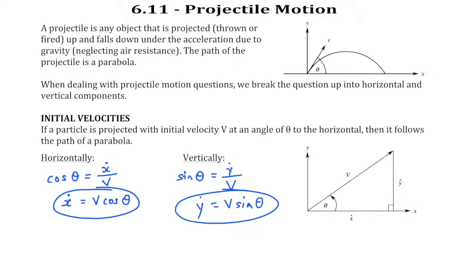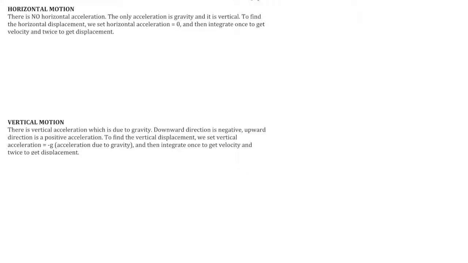We're going to use that we know that initially, at the very beginning of the scenario, when we shoot off our projectile, the initial velocity in the horizontal direction is v cos theta. The initial velocity in the vertical direction is v sine theta. Okay, so let's have a look at our question here.